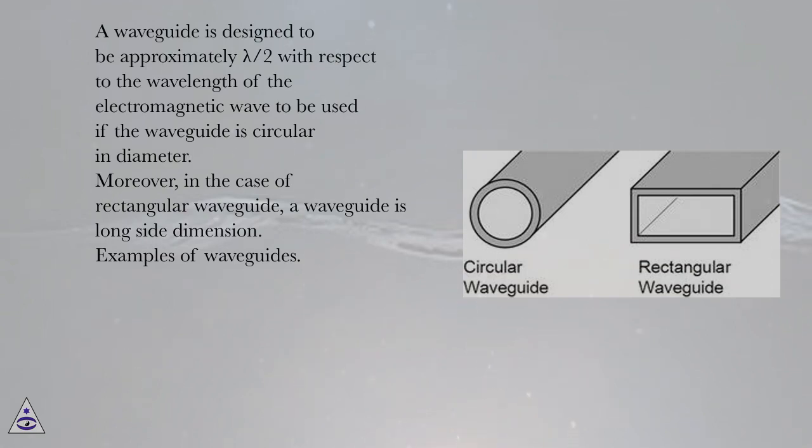A waveguide is designed to be approximately λ/2 with respect to the wavelength of the electromagnetic wave to be used if the waveguide is circular in diameter. Moreover, in the case of a rectangular waveguide, the waveguide is λ/2 in the long side dimension.